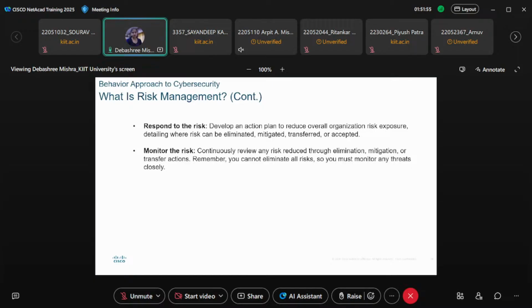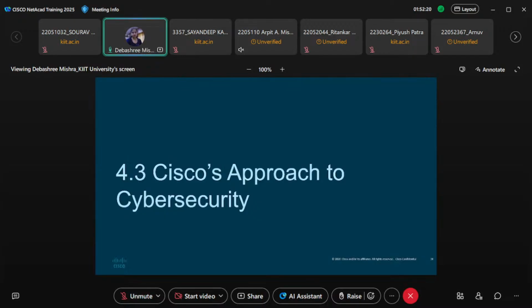The next is monitoring the risk. So you need to continuously monitor the risk so that we can reduce the amount of attacks. We can eliminate certain kinds of risk by monitoring the threats very closely. It means we need to understand the behavioral approach to this one. Correct?